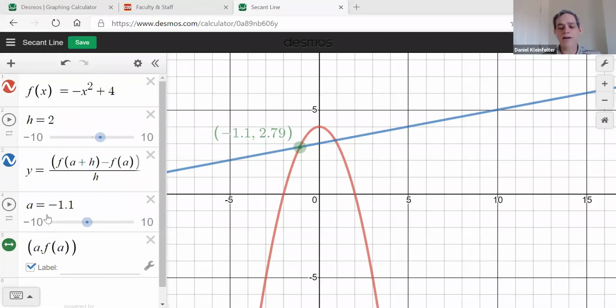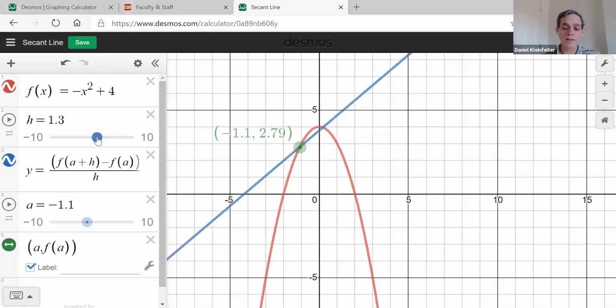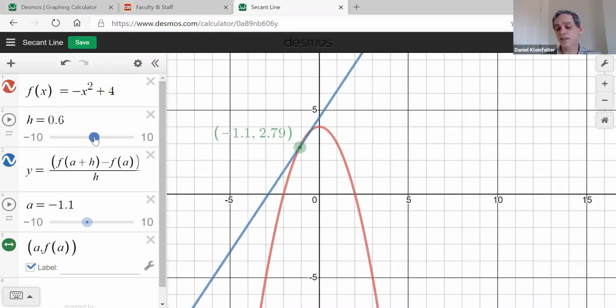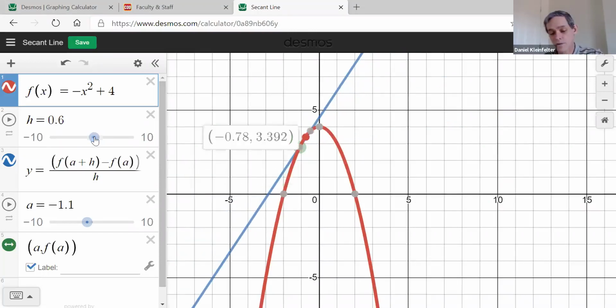And there's a slider here for A. Currently it's at negative 1.1 and my H is at 2. So here you can see that if I adjust the H, it changes the secant line. Right now the blue line doesn't look much like the red curve at all near this point, negative 1.1. But if I make the H just a little smaller, we can see that it starts getting closer and closer to fitting the function over that interval.